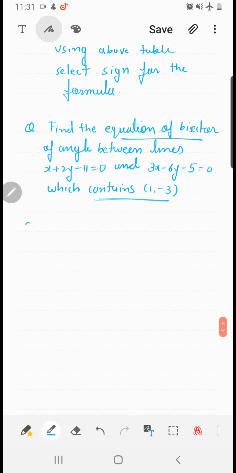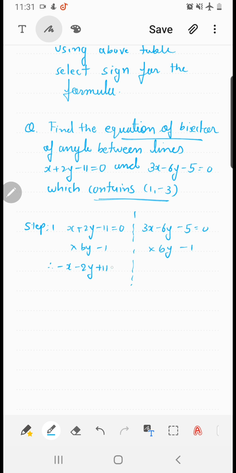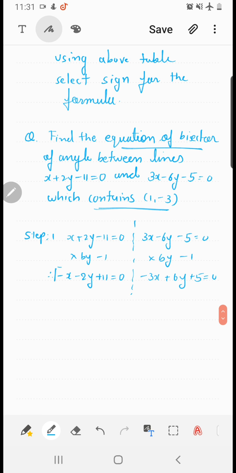So let's start with step number 1. In step number 1, we take both the equations. So let us take x plus 2y minus 11 equal to 0, and the second equation is 3x minus 6y minus 5 equal to 0. Now to make the constant term positive, I multiply with minus 1. Here also we multiply with minus 1. So what I get: minus x minus 2y plus 11 equal to 0, and minus 3x plus 6y plus 5 equal to 0. And I repeat again, please highlight this box because we are not going to use the original equation given in the question. We are going to use this. Is that clear now?